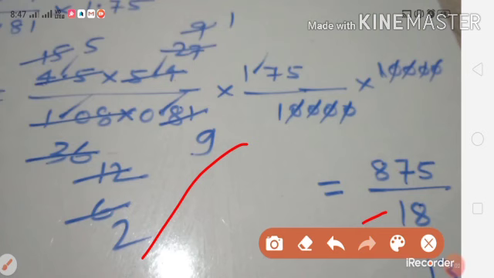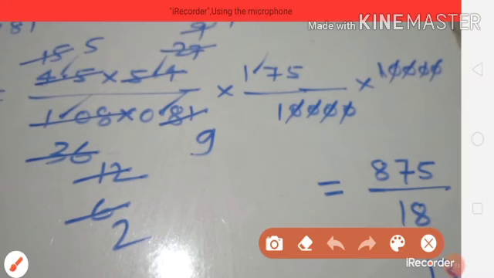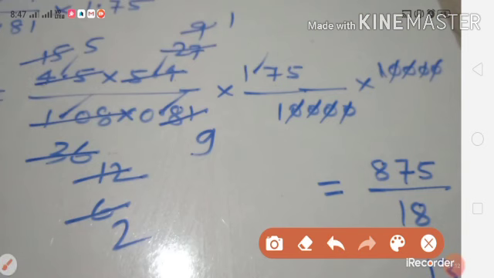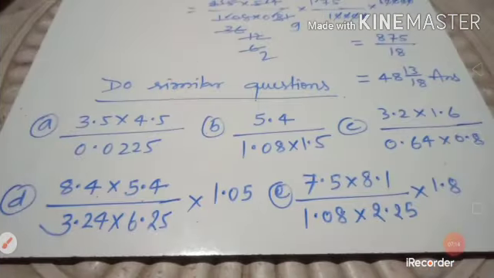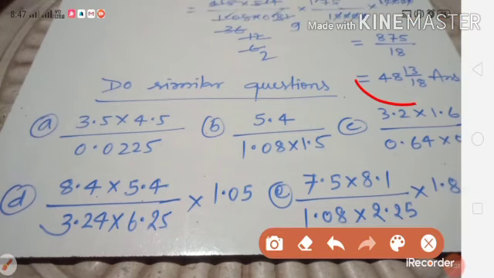875 by 18. This is also improper, so we should change this into a mixed fraction, and we can see this mixed fraction here. Here you can see 48 whole 13 by 18. This is our answer. So I think that you have understood this question. There is no problem with this type of question, and you should do similar questions.